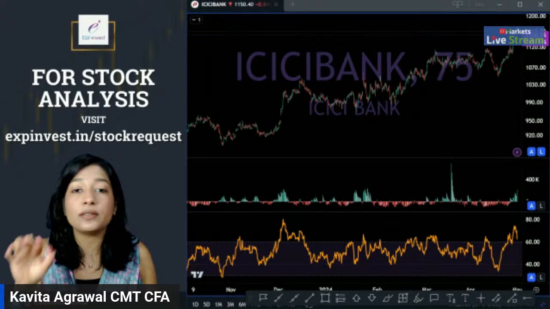So after having assessed the target, the stop loss, the potential entry point, comes the very important question of whether this opportunity is worth your capital, worth your time or not. That is going to be assessed on the basis of what we call risk to reward ratio. So we'll calculate the risk. The risk is around 3%, and we'll calculate the reward. So the reward is around 8%.